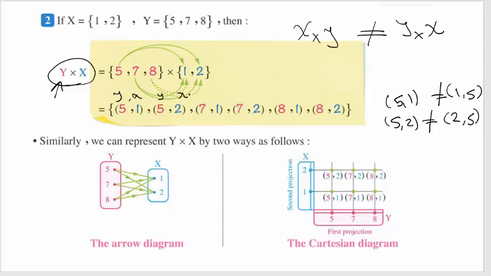The second one is on drawing the arrow diagram, or on representing on the arrow diagram, you should start with Y and send arrows to X. And on the Cartesian diagram, Y will be on the horizontal line, because it's the first set, and X will be on the vertical line. So take care of these details.